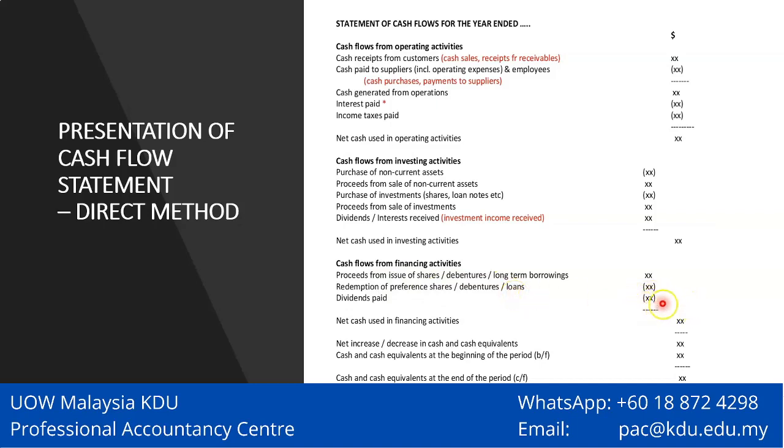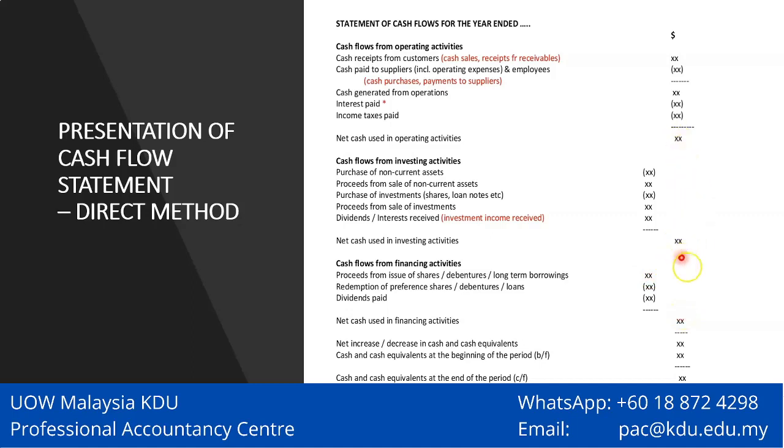Payment of dividend is also here. And if you don't put your interest paid in the operating activities, you could put it under financing. So these will be outflows. So here is net cash used in financing activity. Again, it could be positive or negative depending on whether inflows are more than outflows.